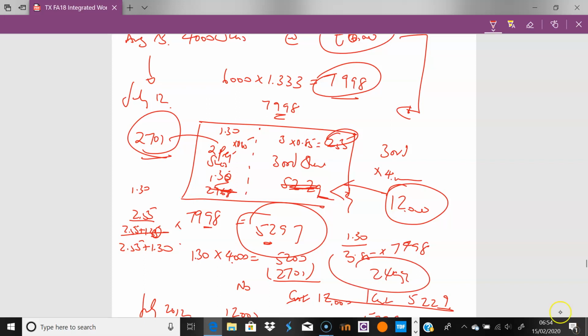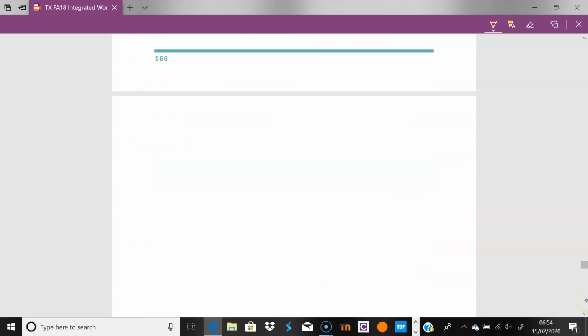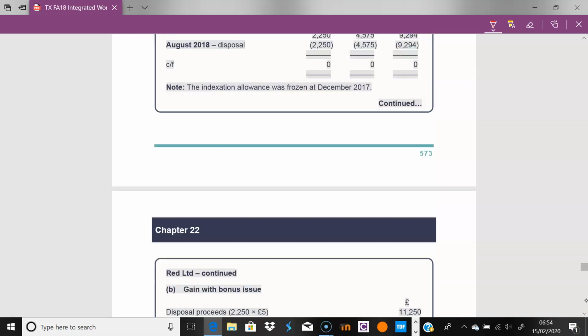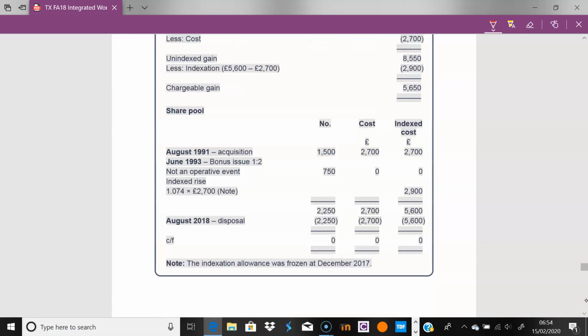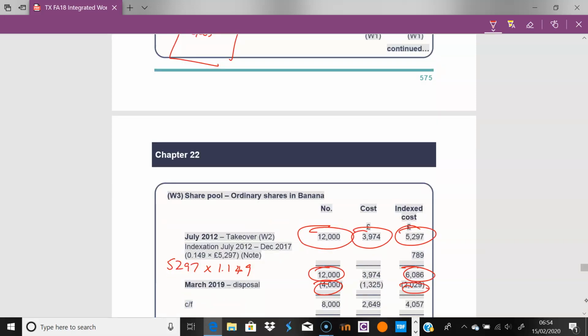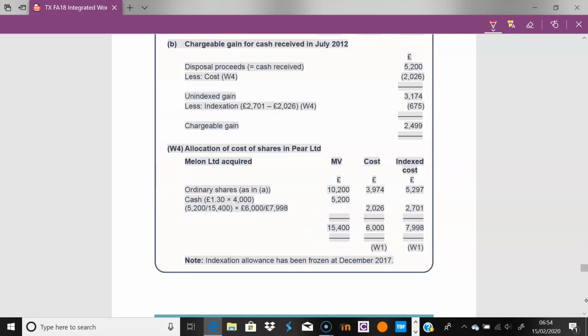Let's just take you to the answers, just to show you their layout, because the question does ask us to keep track of what's going on here. You can see here that that's the 2701 that I calculated out ultimately. That's the 5297. Those are the ordinary shares, and these are what were preference shares, but I'm getting cash in effect. So that's the base cost of that.